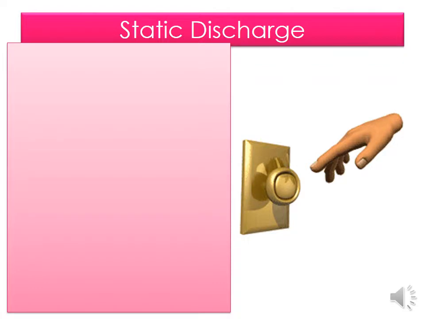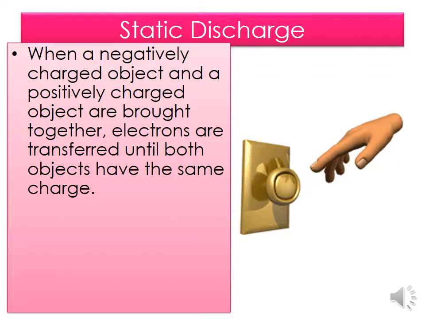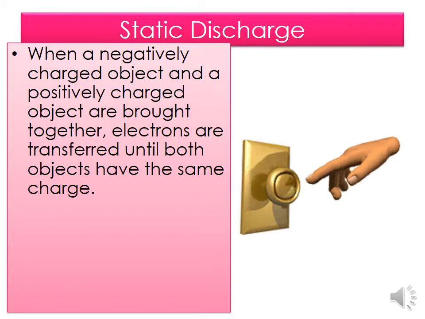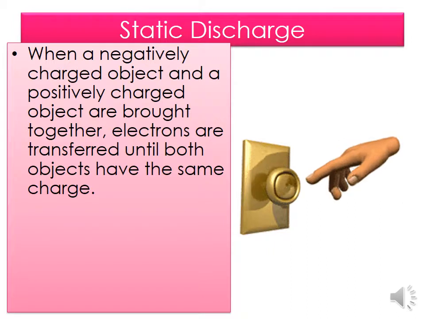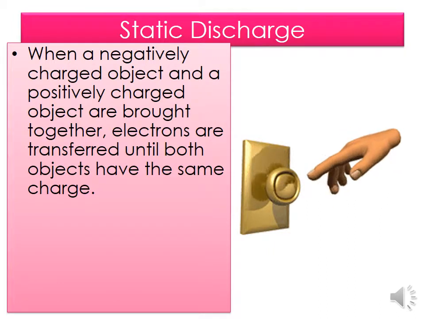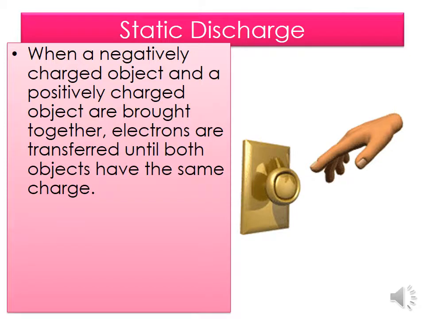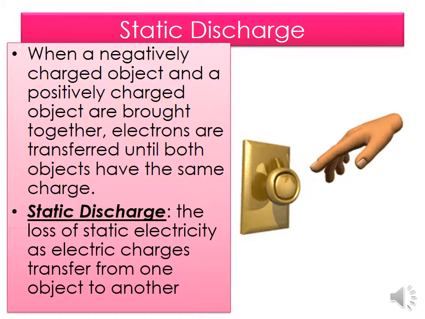Now, static discharge. When a negatively charged object and a positively charged object are brought together, electrons are transferred until both objects have the same charge. This is kind of what happened in the last diagram with touching the doorknob. Remember, the girl's finger had an overall negative charge. The doorknob had a positive charge. So when they are brought together, electrons are transferred until they are both the same. What happens is what's called static discharge.